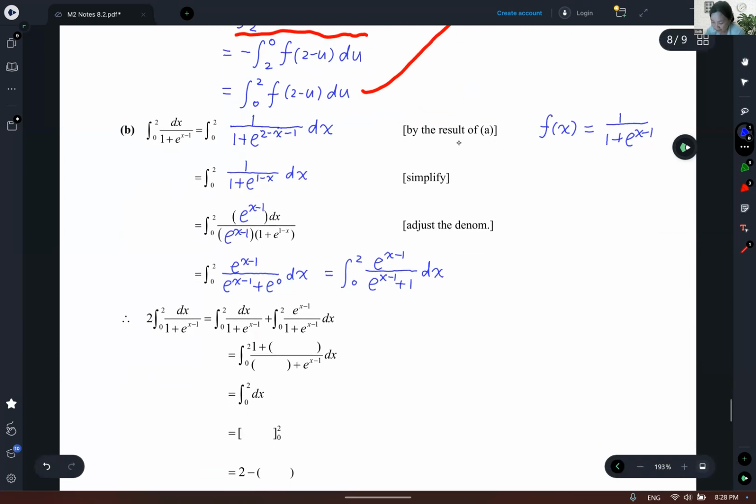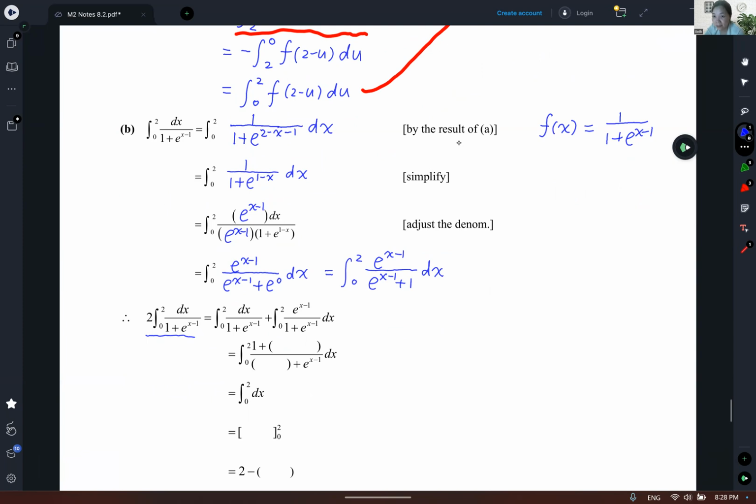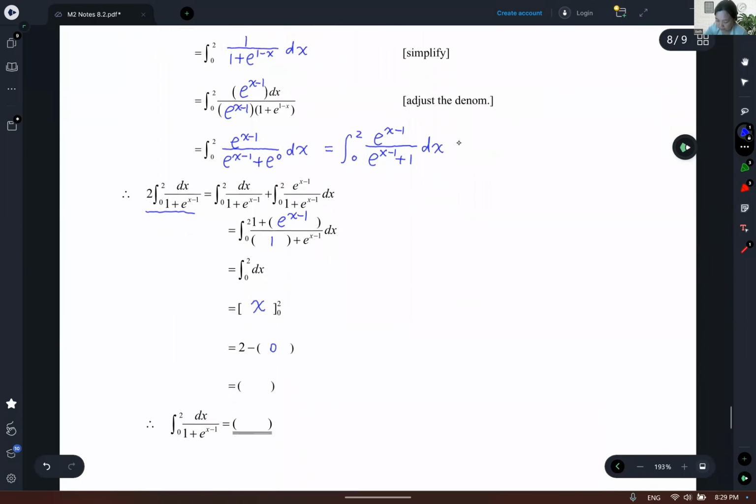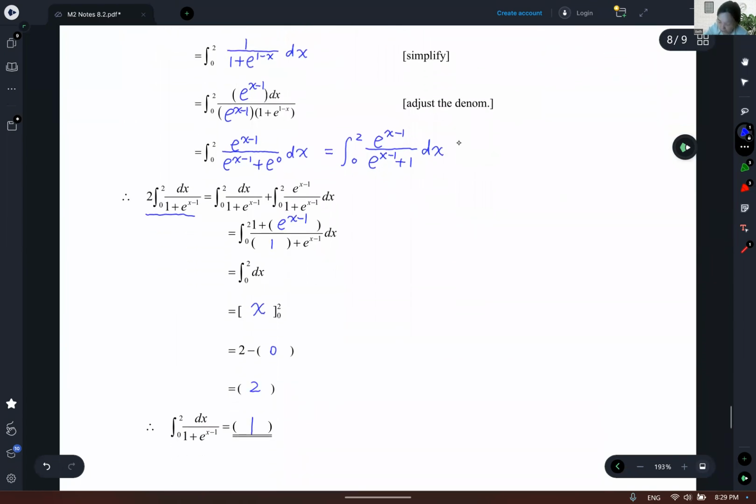Now I use the same technique. Even though the required integral is difficult to find, I can find the sum. So the left and the right, they are equal. That's why twice the left is equal to the left plus the right. And the left plus the right is an easy function. The function is easy. So that is this: 0, 2, 1.